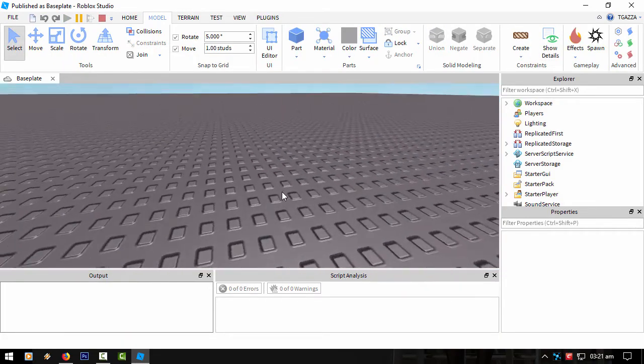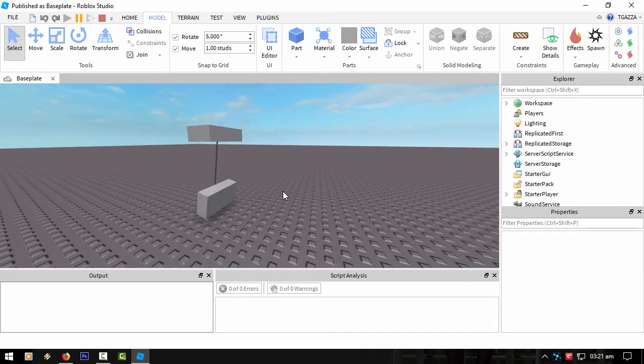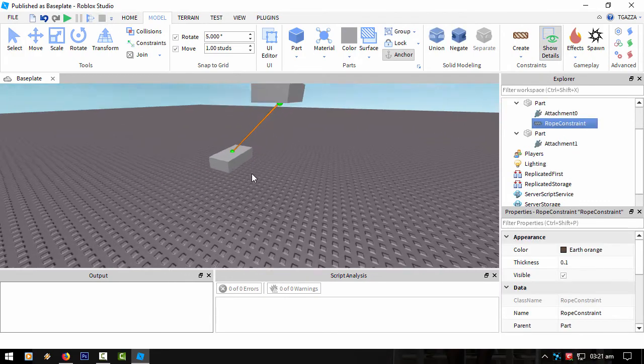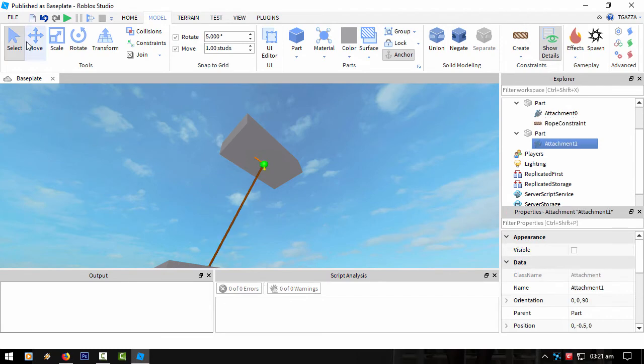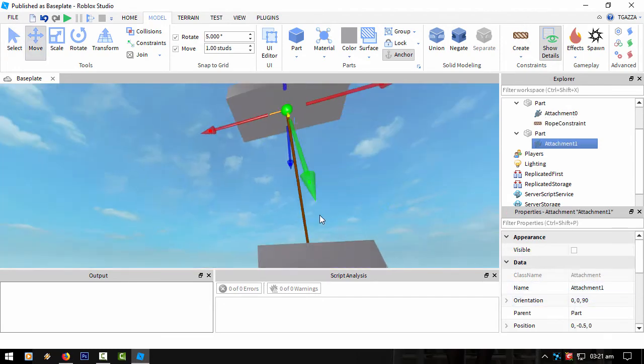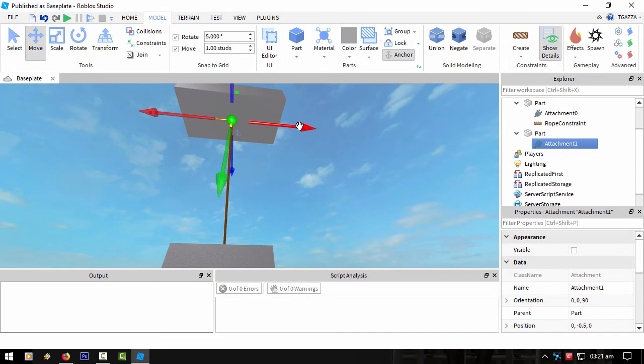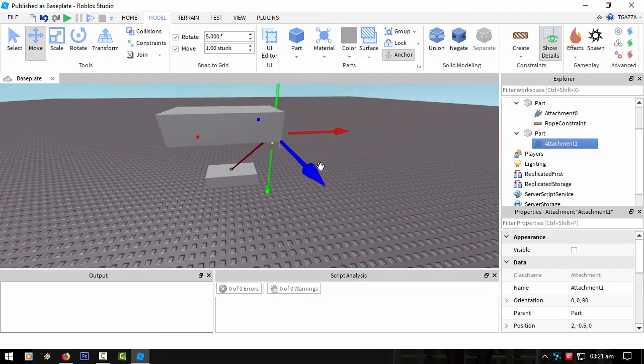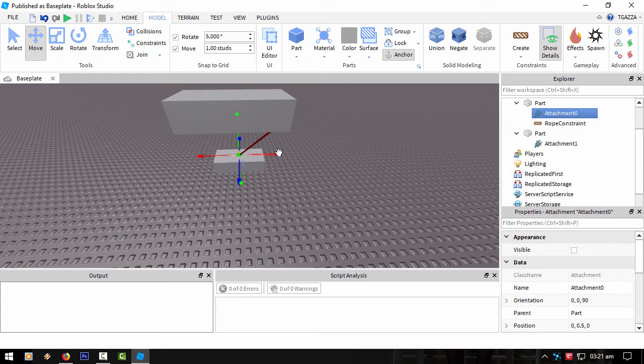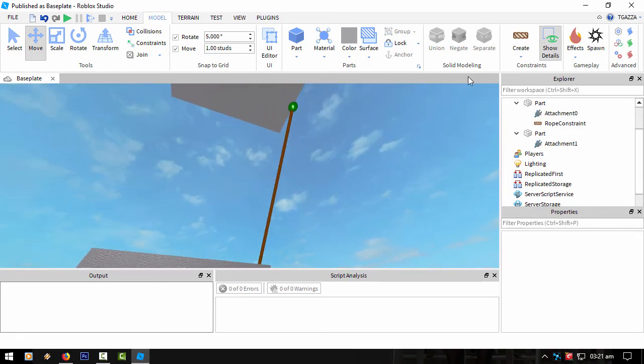So if you want to create your rope bridges, you can do that with the rope constraint. The only thing I might add is if you want to keep things from swinging around like that, I would do something like, let's move that over. If you don't want to move it here, you can actually use the move tool to move the attachment points, like so. Let's add another one.